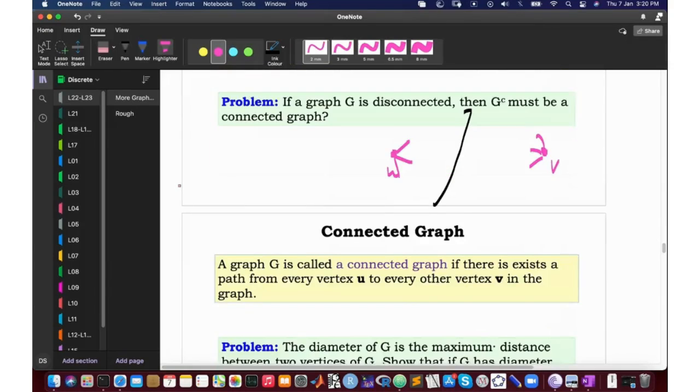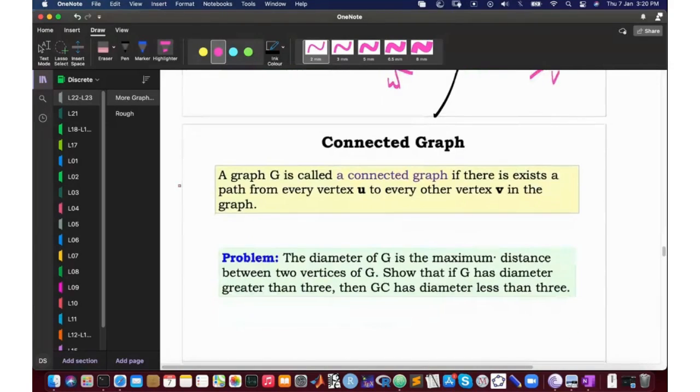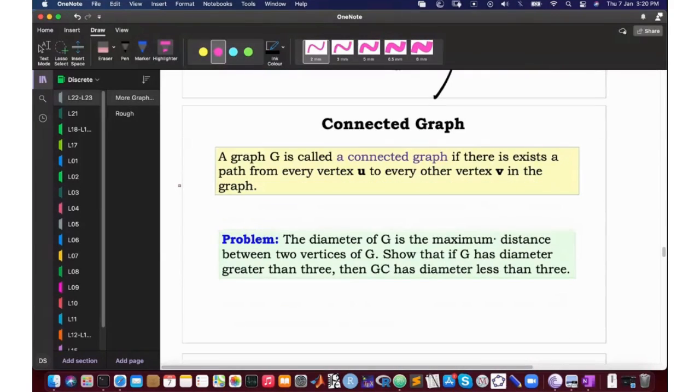Okay, here is a question, and I have sort of proved this. We just have to go back to the one or two arguments we saw earlier. The statement says that if the diameter of a graph, and we haven't defined diameter yet. Okay, diameter is defined here: the diameter of a graph is the maximum distance between a pair of vertices in the graph.